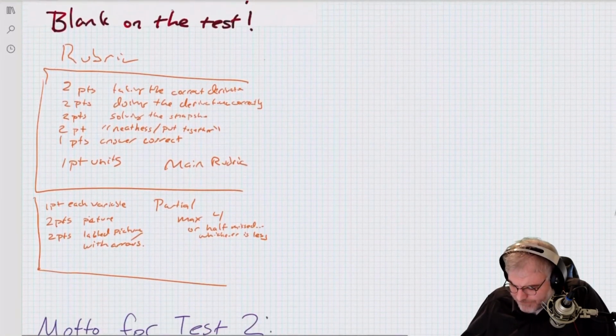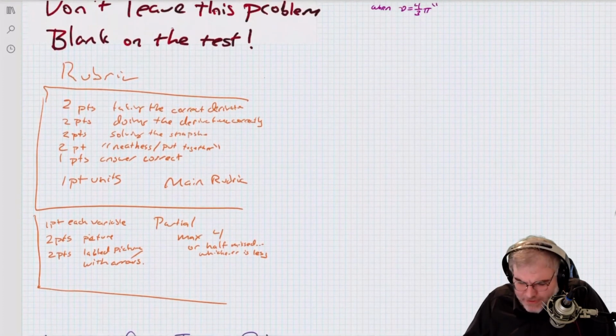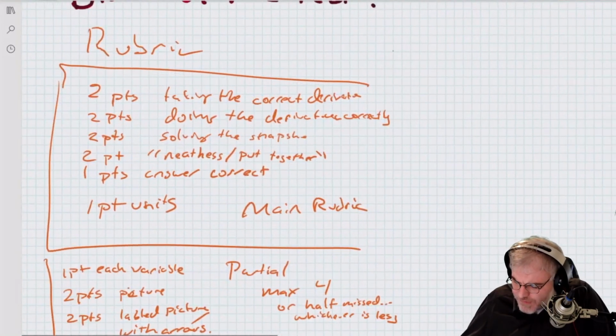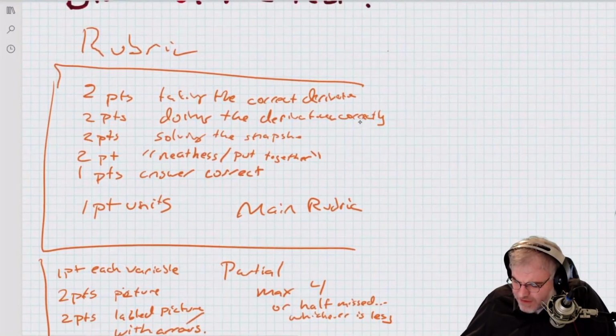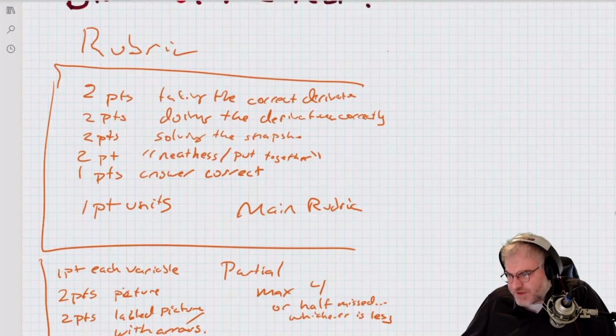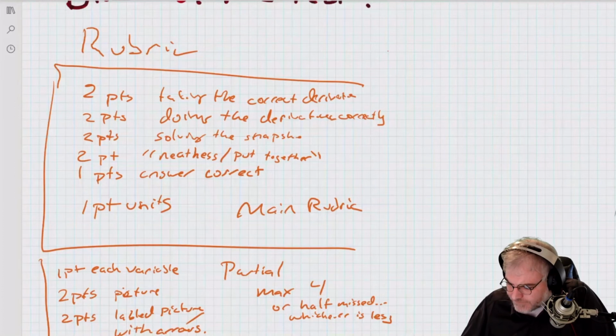All right. This is the main part of the rubric, and you can see I've kind of laid it out here. You get 2 points for taking the correct derivative. You get 2 points for attempting the correct derivative, right? So you knew to take the derivative of volume with respect to time.